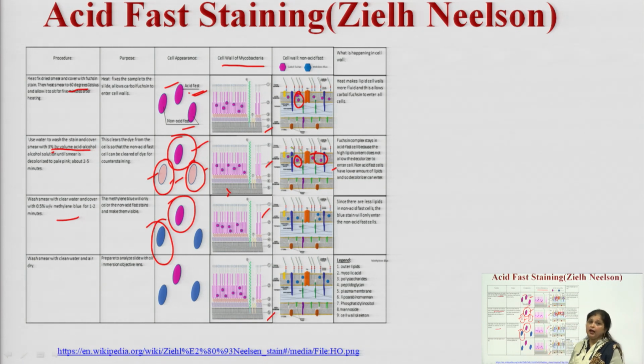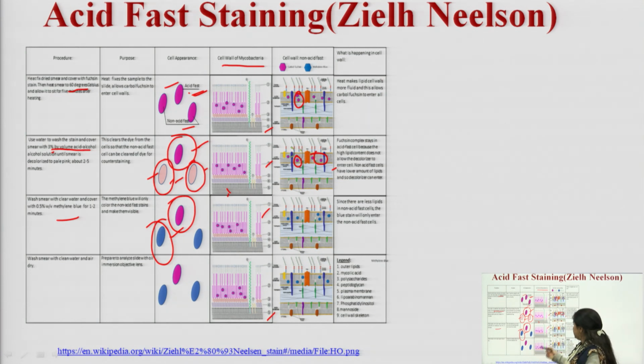Non-acid fast bacteria are highly affected by the decolorizing process. As they get decolorized with the help of the decolorizing agent, acidic alcohol, once they have been decolorized, they will retain the secondary stain. So, these blue-colored microorganisms will be non-acid fast in nature.